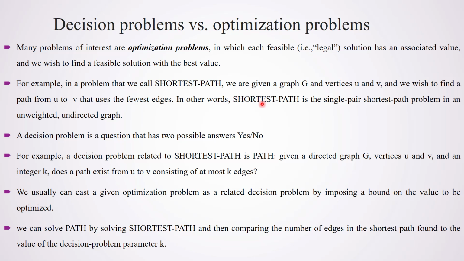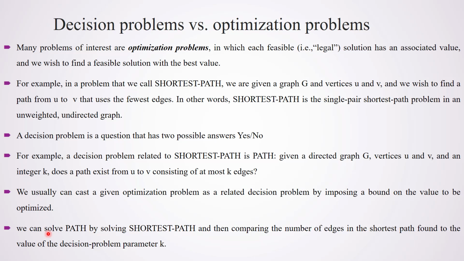So shortest path has 3 inputs, G, U and V. Here PATH will have 4 inputs, G, U, V and K. Here we are checking whether the value of K is the shortest path from U to V. That means K is the minimum number of vertices in the path from U to V. So the problem PATH is a decision problem because it is checking whether the output of shortest path is correct or not. We can usually cast a given optimization problem as a related decision problem by imposing a bound on the value to be optimized.